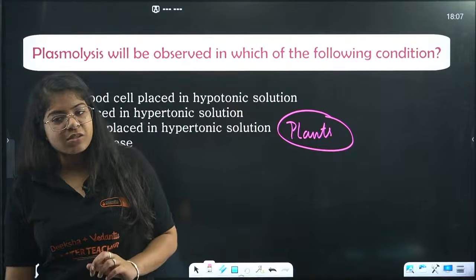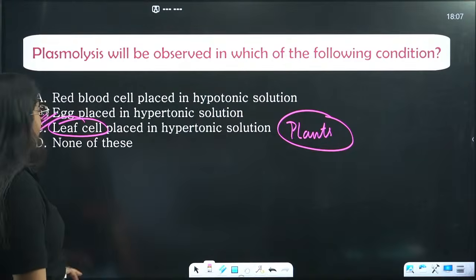Yes, Nibedita also saying C, Joseph C. Very good, very good. Full marks to all of you.